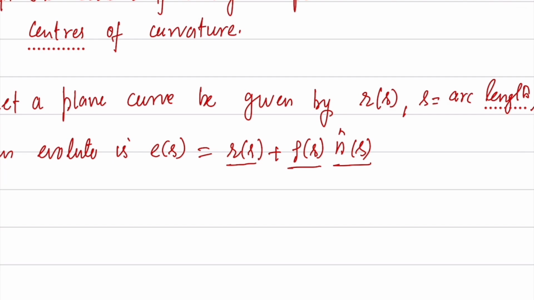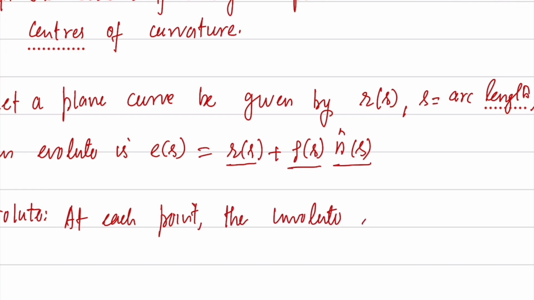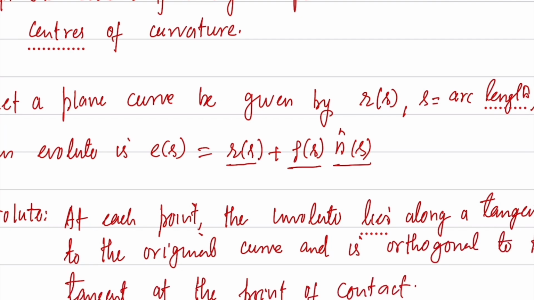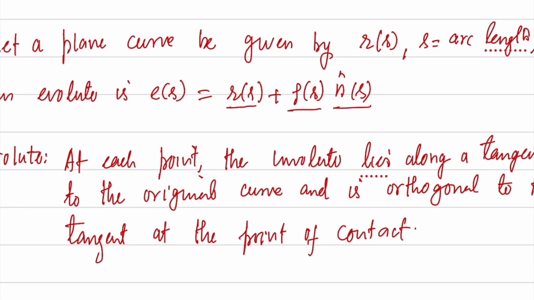Now similarly, we can define the involute. At each point, the involute lies along a tangent to the original curve and is orthogonal to the tangent at the point of contact. This is a better way to define an involute. Actually, an involute of a curve is constructed by unwrapping a taut string from the original curve. The end point of the string traces the involute as it unwinds.